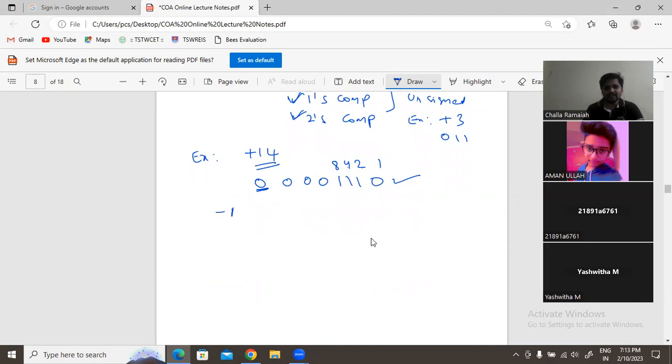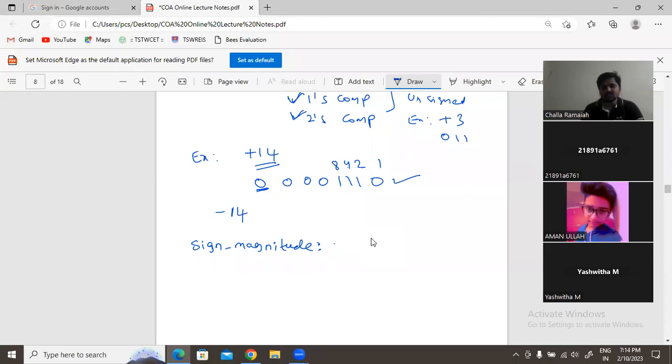Now I want to represent the negative value minus 14, first in sign magnitude representation. How to represent minus 14? Please speak. It is a minus number, so the sign bit is 1. Now the representation of 14 is 0001110. That is 7 bits. That means n minus 1 bits are used for the magnitude, and 1 bit is used for the sign bit in sign magnitude representation. So this is the value in sign magnitude representation.